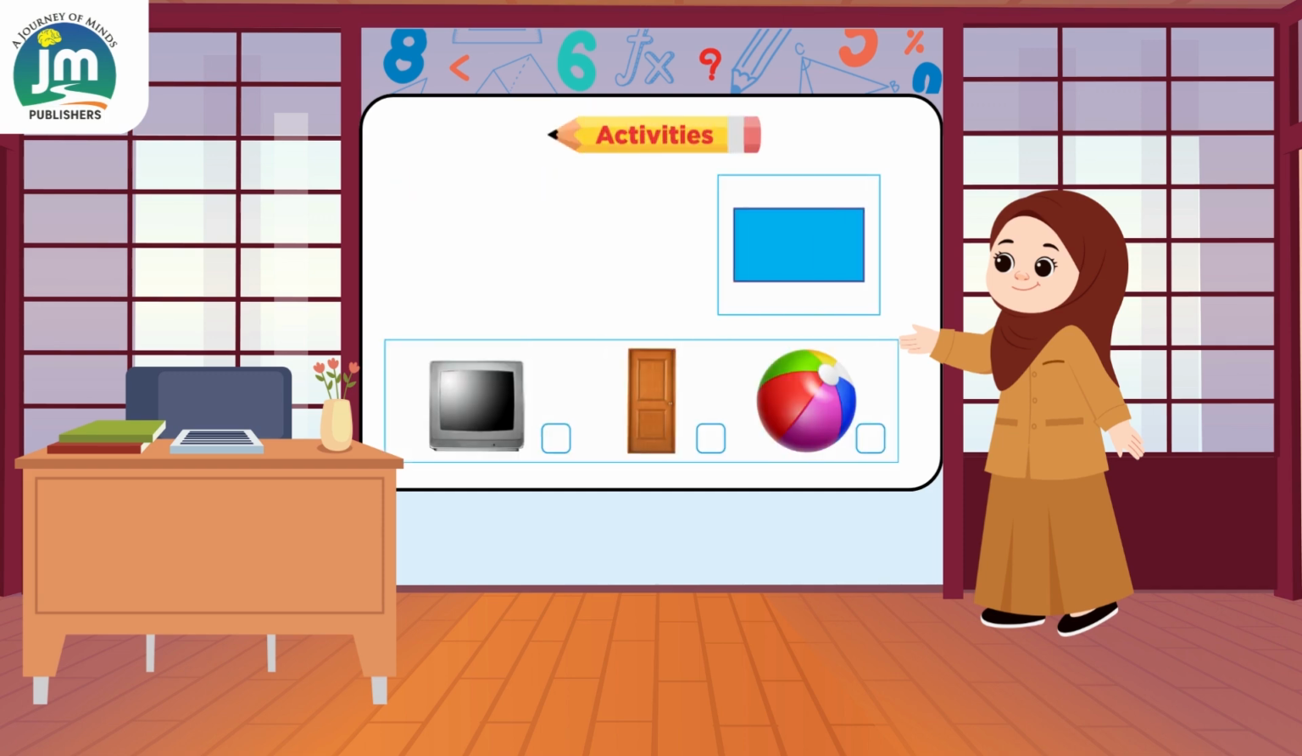Look at the pictures one by one. This blue picture is a rectangle. This TV is not a rectangle. This door is a rectangle. This ball is not a rectangle. Tick the rectangle pictures. Now look at the pictures.